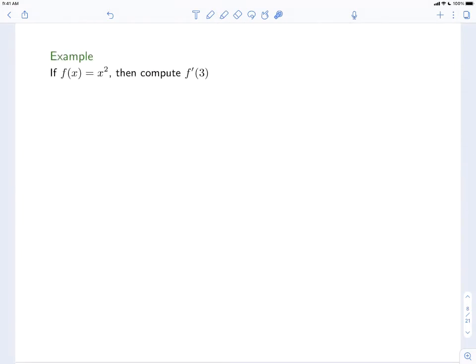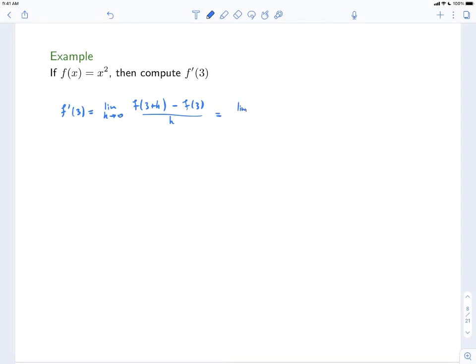Let's start out by computing some simple examples. For our first example, let's look at f of x equals x squared and compute f prime of 3, that is, the derivative at 3. So we start by writing down the limit definition. F prime of 3 is equal to the limit as h goes to 0 of f at 3 plus h minus f at 3 divided by h. So that's the limit as h goes to 0 of the difference quotient.